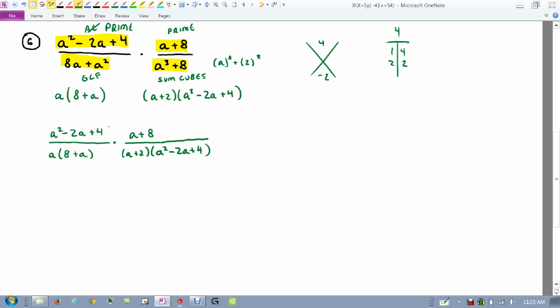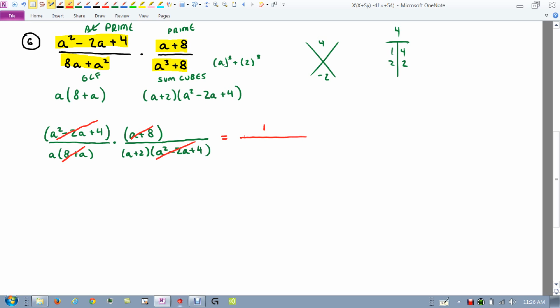Now that there's multiplication, I look at this as being this whole thing times this whole thing. We can start canceling if things match up, which they do. Look, A plus 8 and A plus 8 are exactly the same. And then A squared minus 2A plus 4 is exactly A squared minus 2A plus 4. Those cancel.